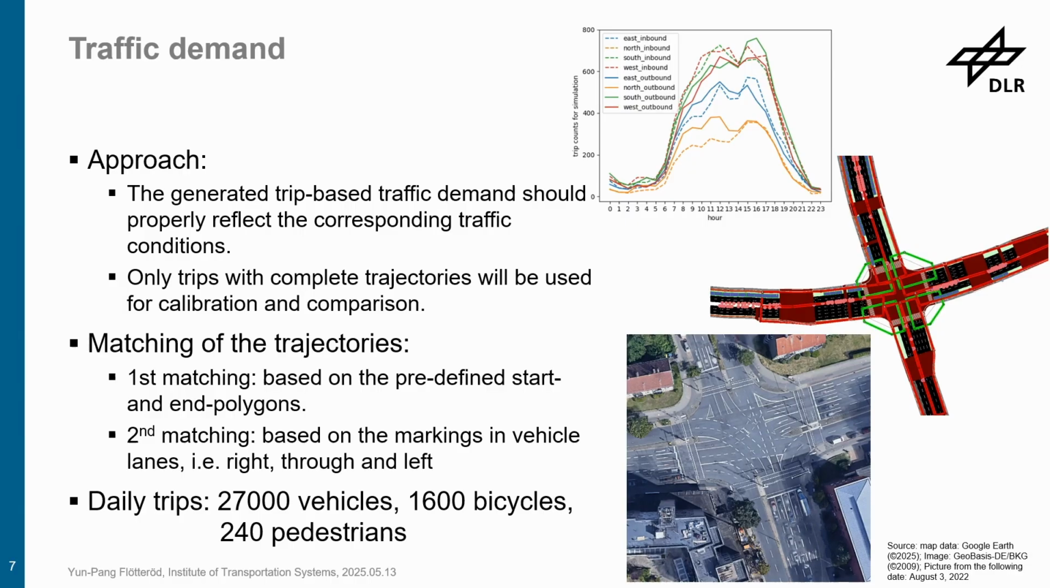At the end, the daily trips consist of 27,000 vehicles, 1,600 bicycles, and 240 pedestrians. That is our basic input data.